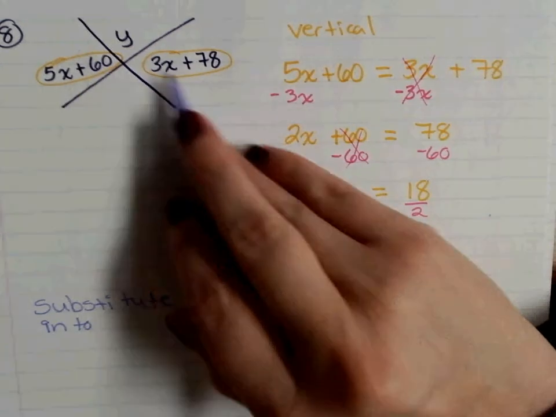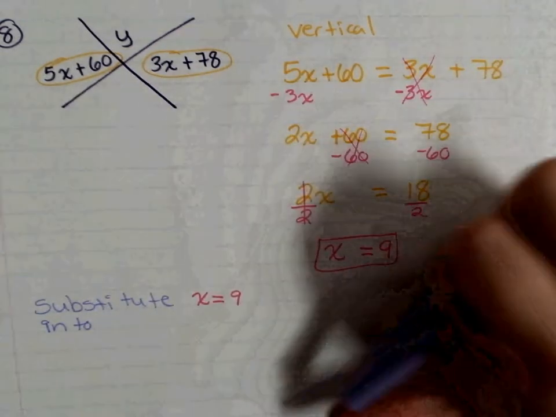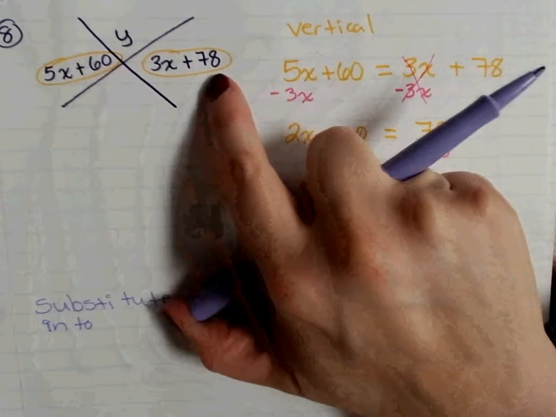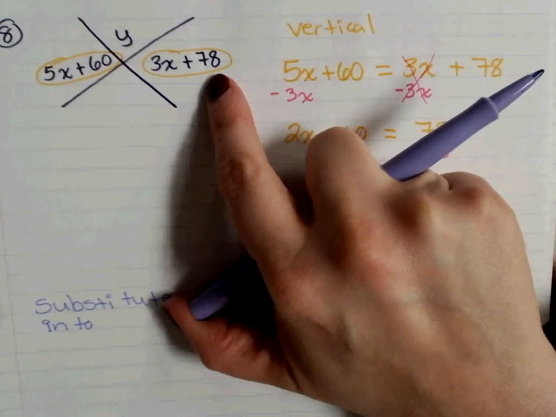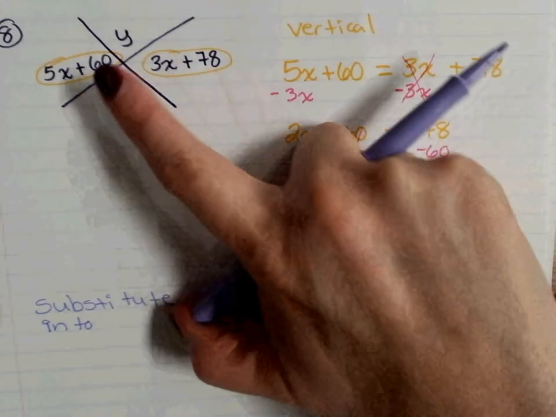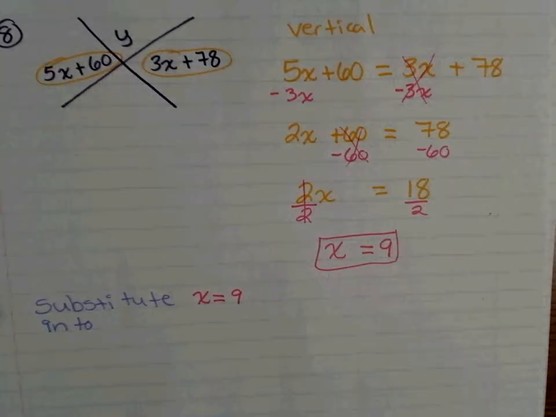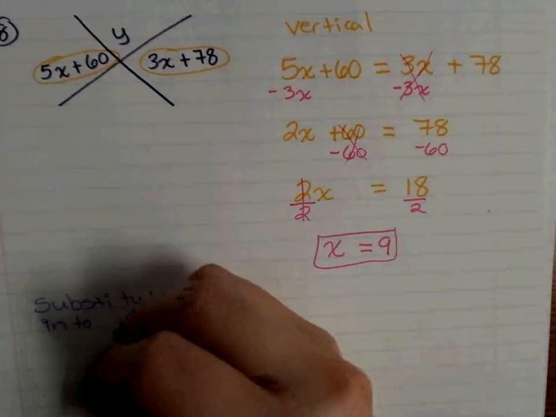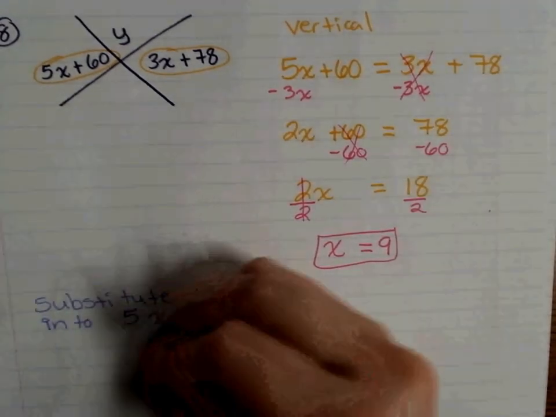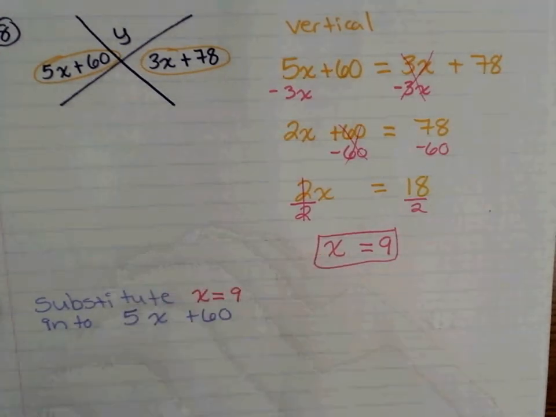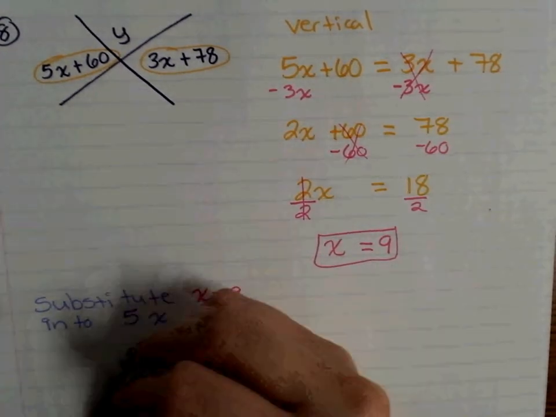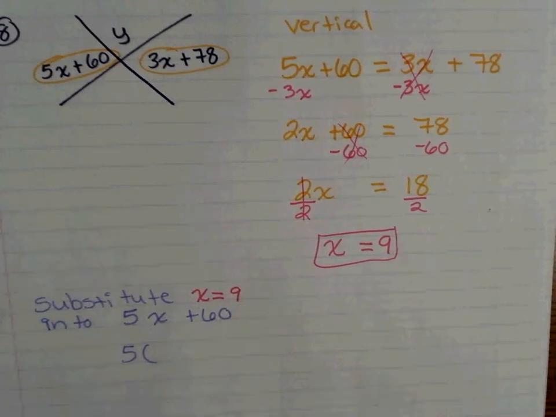Does it matter which one of these I pick? No, because they're both the same, aren't they? Vertical angles means they're both the same, so it doesn't matter. I could do it into the 5x plus 60. I could do it into 3x plus 78. Does not matter. They're going to equal the same. I'm going to choose 5x plus 60 because you guys are better with your multiplication of 5s. So I'm going to substitute it into the 5x plus 60.